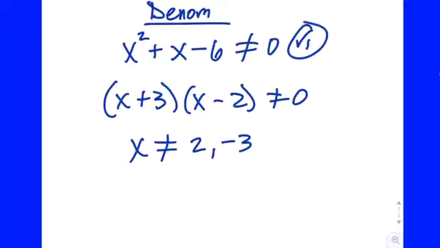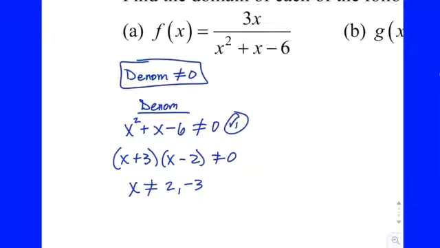2 and negative 3 or negative 3 and 2. Perfect. Either way, you can list them like that. Just make sure you don't say positive 3 and negative 2. Okay? It's the values of x that when you plug in give you 0. So those are the two values that give us division by 0. And that's all we have to worry about in this problem, right?